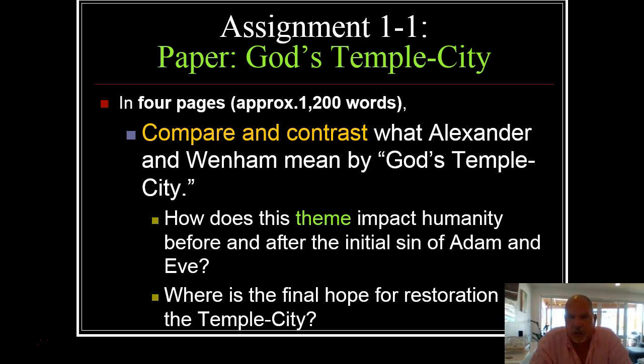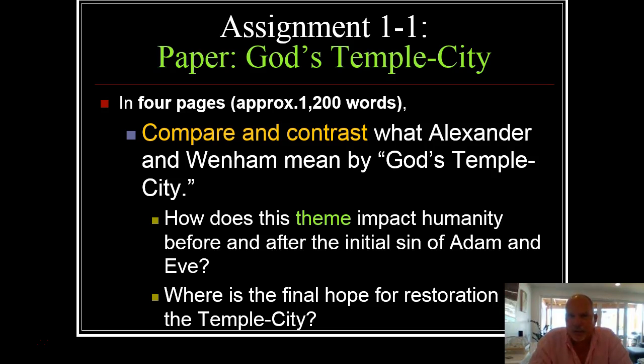I wanted you to talk about how this theme impacted humanity before and after the initial sin of Adam and Eve, and where is the final hope for restoration of the Temple City. And I wanted you to also include some reflective comments on how the discussion might in fact impact the modern church.